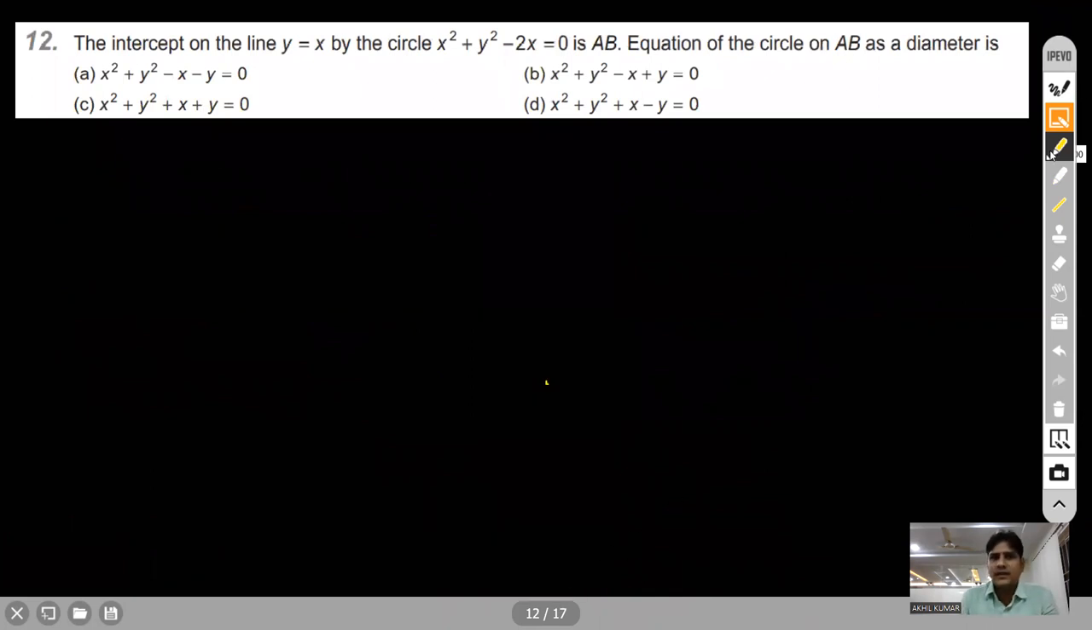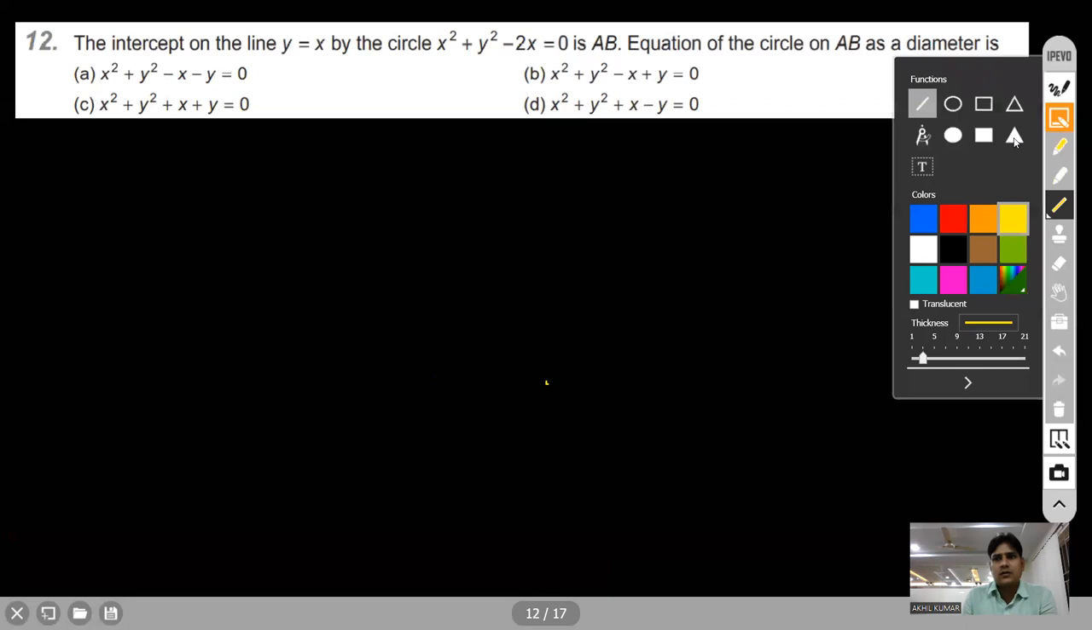Now take the next question, question number 12. The intercepts on the line y equal to x by the circle x square plus y square minus 2x equal to 0 is AB. Equation of the circle on AB as a diameter is. Okay, let me first draw this sketch. It will be more convenient.